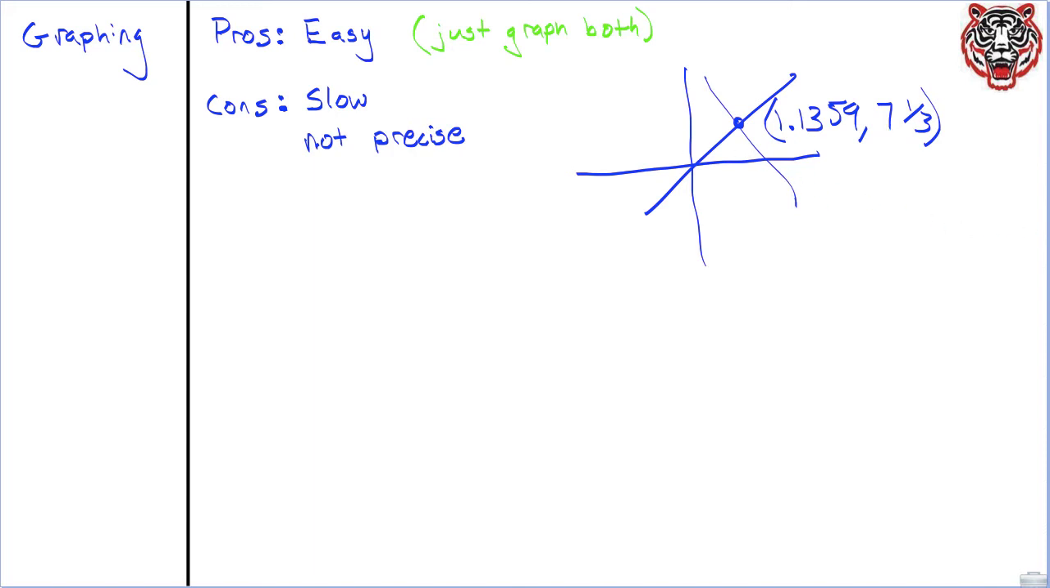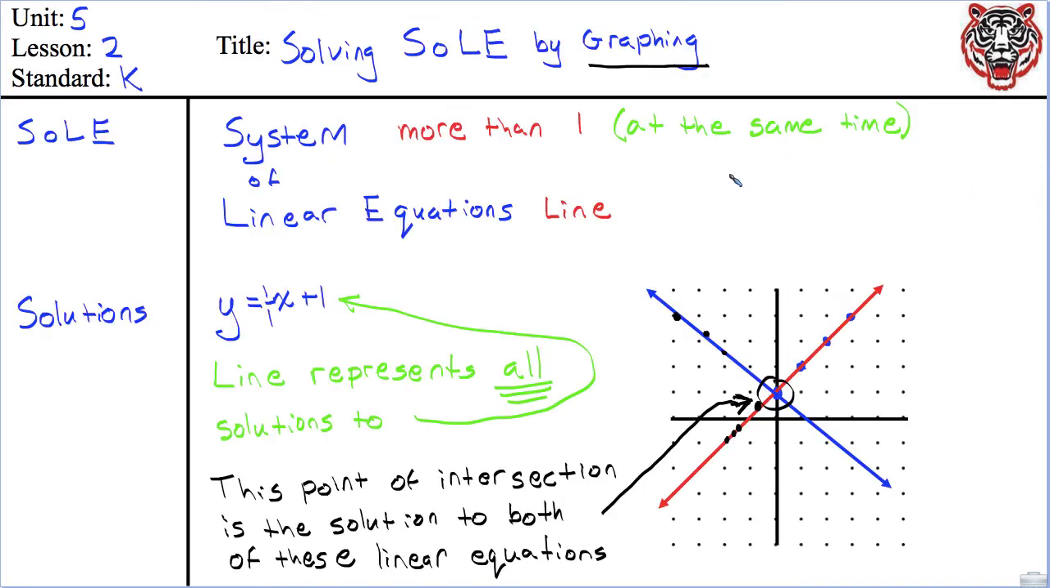So the main takeaways from this lesson, I'm going to help you guys with the summaries here. We're done with notes. The main takeaways are: what is a system of linear equations, and what does this point of intersection mean? What is a system of linear equations and what does this point represent? All right, go ahead and do your summaries.